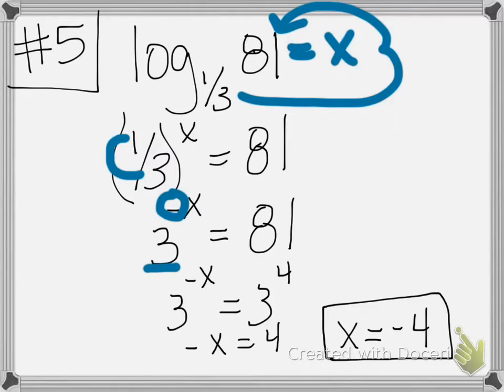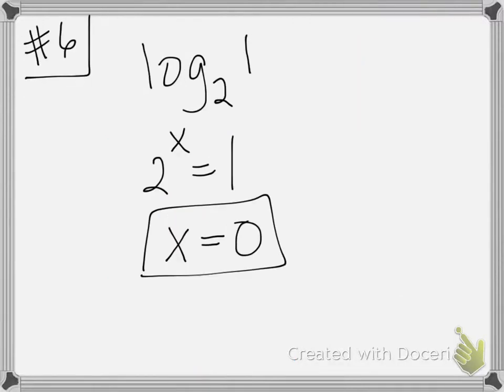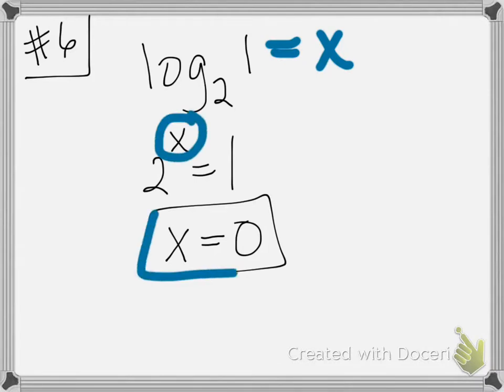Once I do that, it's a lot easier to see what's going to happen here, because I have 3 to the negative x equals 81, which is actually 3 to the 4th power. Then you can see, if it's 3 to the negative x and 3 to the 4th, then negative x has to equal 4, so x equals negative 4 is my solution. And hopefully that makes a little bit more sense if you've really struggled with what to do with the fractions. For number 6, log base 2 of 1 equals x. 2 to the x equals 1. There is only one exponent in the whole world that makes 2 become 1, and that is 0.